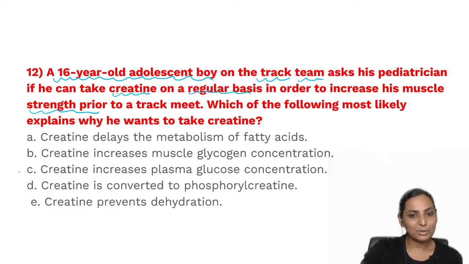Creatine delays the metabolism of fatty acids. Creatine increases muscle glycogen concentration. Creatine increases plasma glucose concentration. Creatine is converted to phosphoryl creatine, or creatine prevents dehydration. Yes, so the correct answer is D, that creatine is converted to phosphoryl creatine.